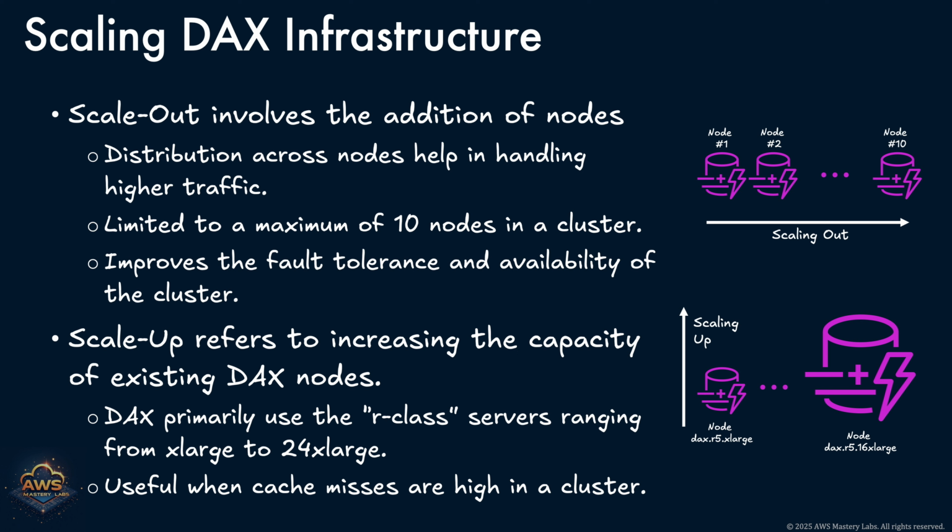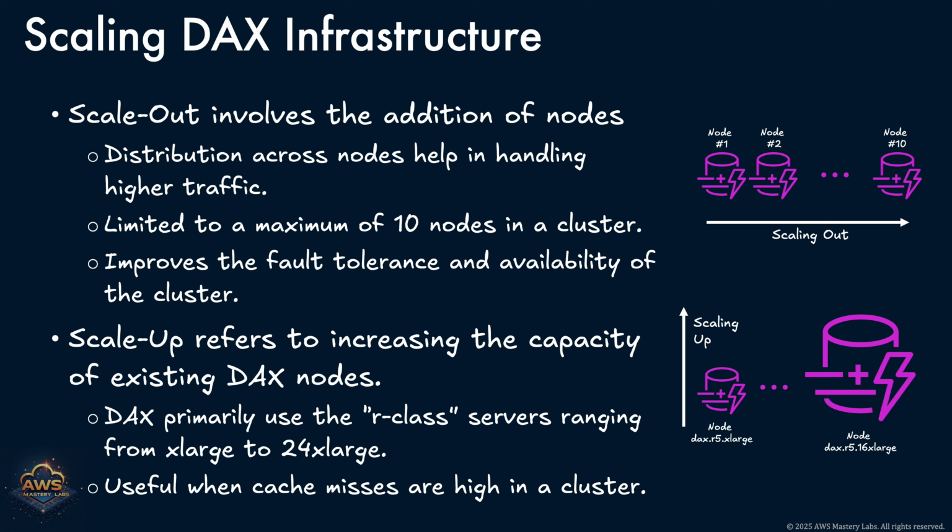DAX multi-node clusters support both scale-up and scale-out, automatically handling cache partitioning and load distribution as nodes are added or removed. To optimize performance and costs, auto-scaling can be configured to dynamically adjust the number of nodes based on workload demand. Metrics such as CPU utilization and request throughput help determine when additional nodes should be added or removed, ensuring efficient resource usage.